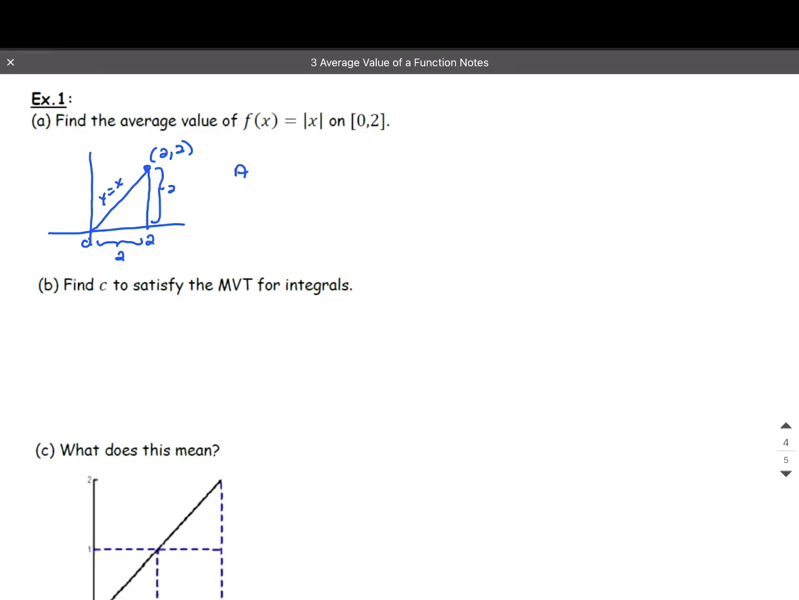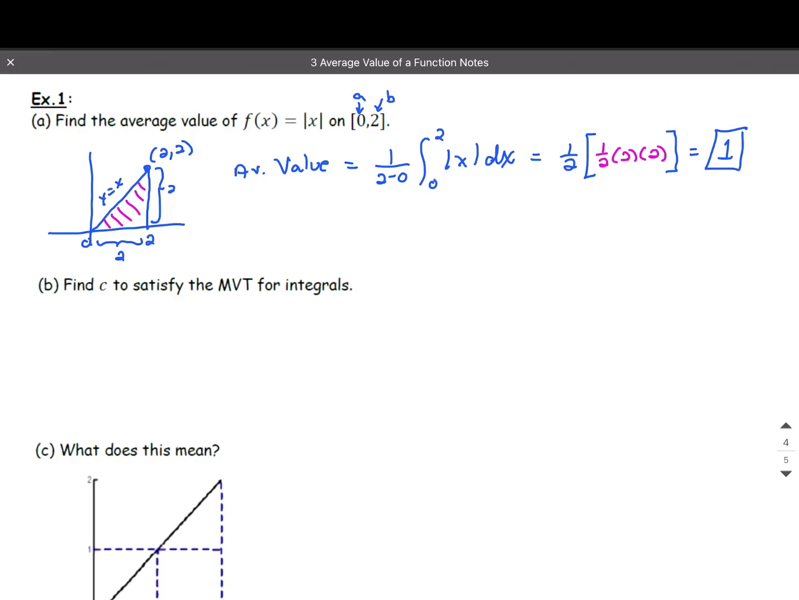So our average value is 1 over, remember this is the a, this is the b. So b minus a is 2 minus 0 times the integral from 0 to 2 of the absolute value of x dx. Well, we have 1/2. Now the integral, we would find the area under the curve above the x-axis. That's going to be a triangle, and the area of a triangle is 1/2, the base is 2, the height is 2. All of this comes out to be 1.